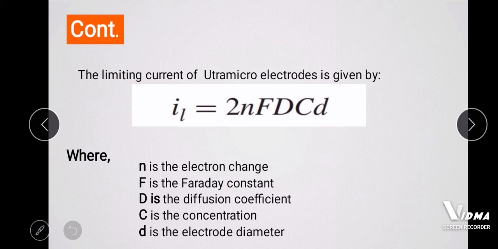The limiting current of ultra micro electrode is given by this formula, where n is the number of electrons involved in the reaction, F is the Faraday's constant, which represents the magnitude of electrical charge per mole of electrons, and its value is 96485.3321 coulombs per mole. Then there is D, which shows the diffusion coefficient of redox species, and it is a proportionality constant between the molar flux due to molecular diffusion and the gradient in the concentration of species. Then there is C, which is the concentration of dissolved redox species, and small d is the electrode diameter.